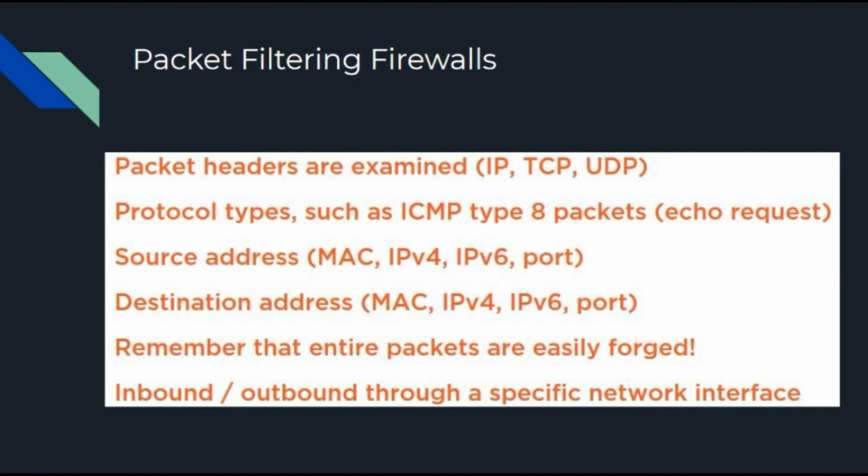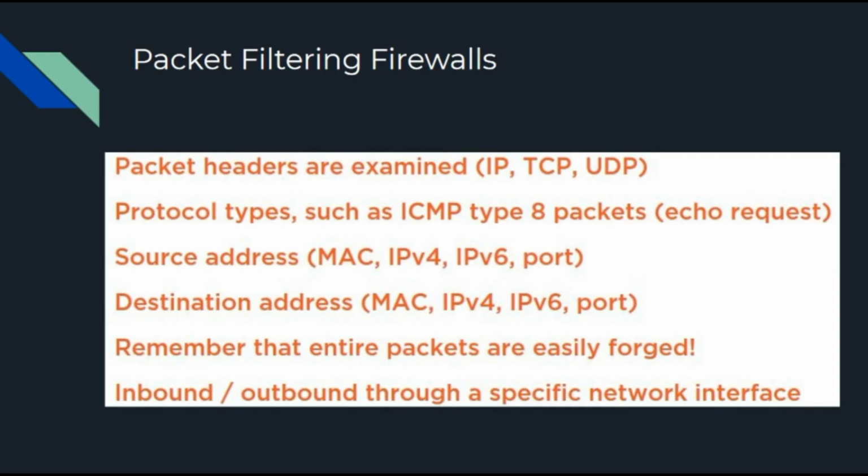Inbound and outbound traffic comes through a specific interface, and when we build our packet filtering rule set, we can take a look at where the traffic originates. Did it come into the firewall, or are we talking about traffic going out? Rules can be applied accordingly.